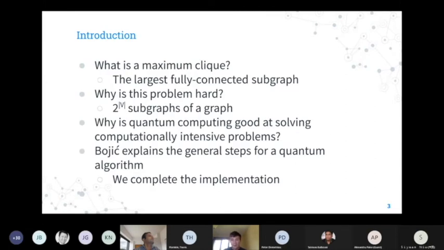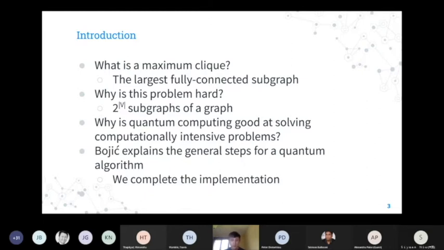So a maximum clique of a graph is its largest fully connected subgraph. This is an important feature of some graphs and fields related to data mining, network analysis, and social networking analysis. This problem is hard because it is computationally expensive. Given that each vertex is either in a subgraph or not, there are 2 raised to the magnitude of V subgraphs of a graph, where the magnitude of V is the number of vertices in the graph.